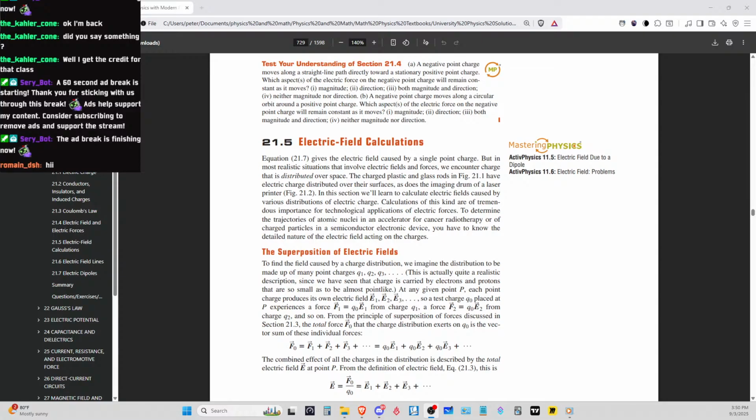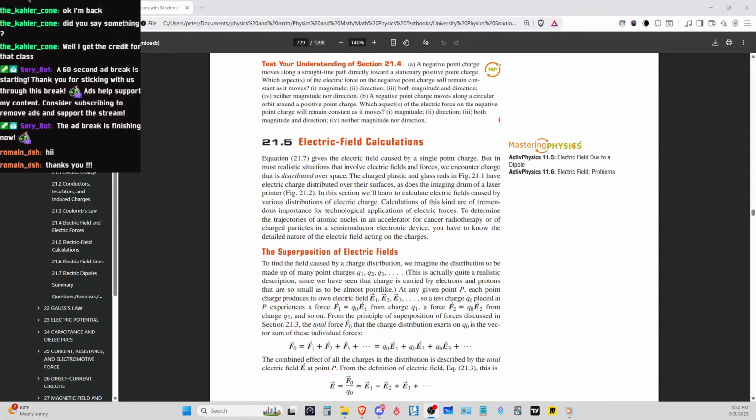Okay, so what do we got here? Okay, yeah, electric field calculations. But hopefully what I said helps you out, Titan. No, you're welcome, Romaine Dish.